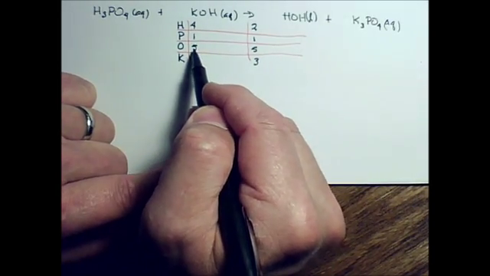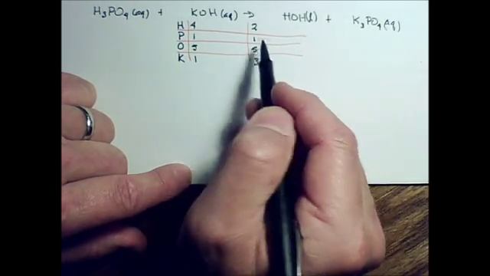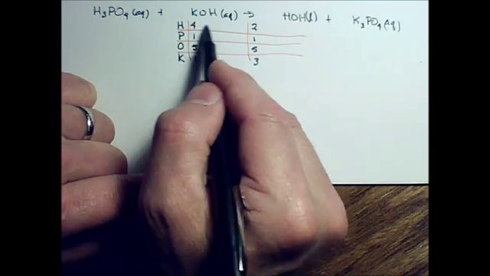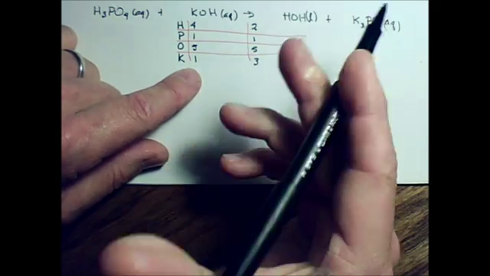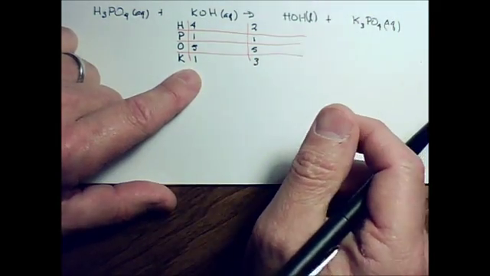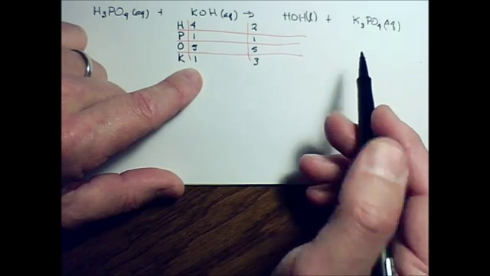We always save oxygen for last. We try to balance it at the very last, and we balance hydrogen next to last. So the place to start then is with potassium. That's where I messed up. I put 3K instead of K3.